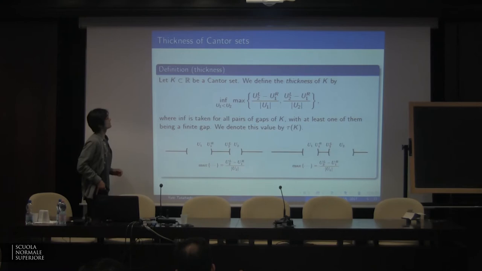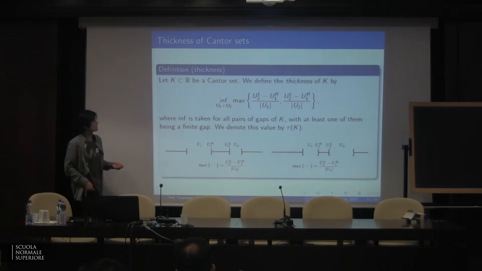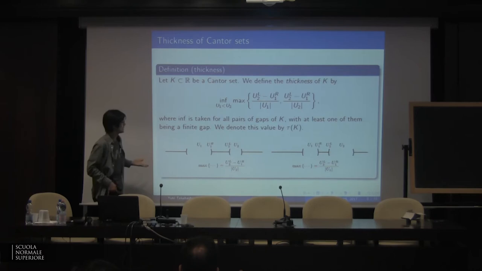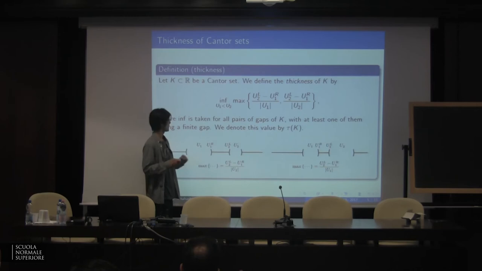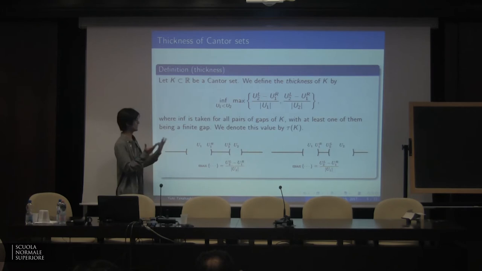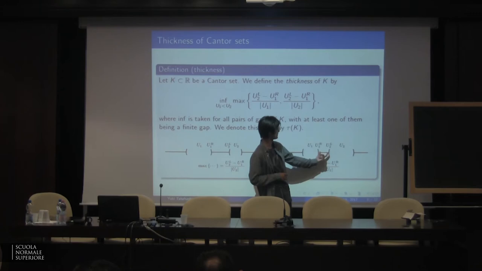To talk about my results, let me briefly explain thickness. For every Cantor set, you can define a value called thickness. It's a real number, and let K be a Cantor set. Cantor sets commonly have many gaps. Let us pick a pair of gaps, U1 and U2, and assume that gap U1 is bigger. Then we compute the size of the bounded piece next to the gap divided by the size of the smaller gap.